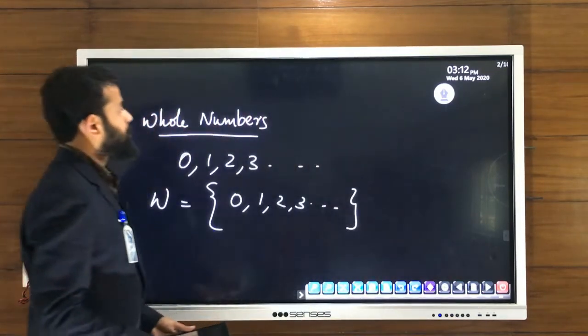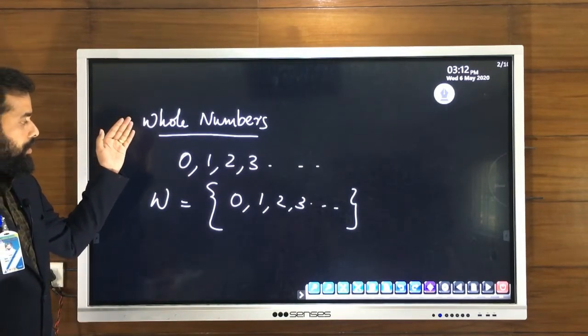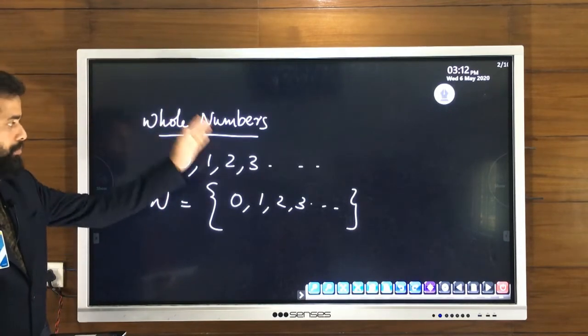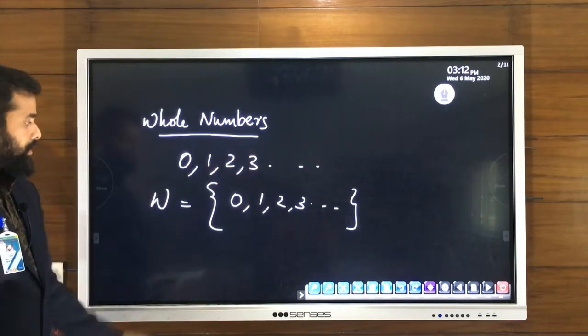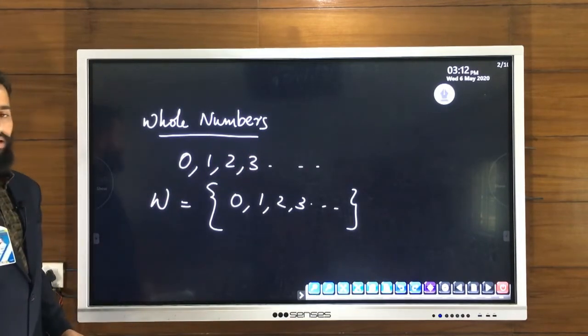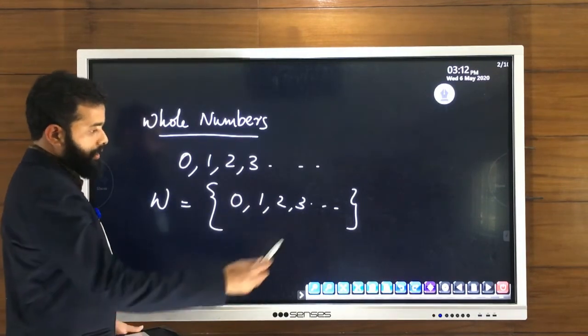Next we have discussed whole numbers. Whole numbers are natural numbers plus 0. So it starts with 0, 1, 2, 3, etc. And whole numbers are denoted by capital letter W, the set of 0, 1, 2, 3, etc.